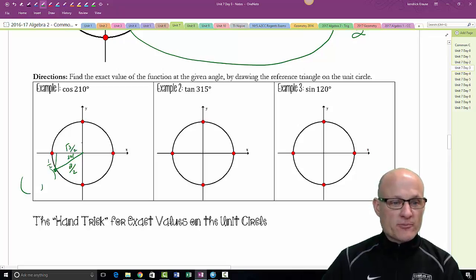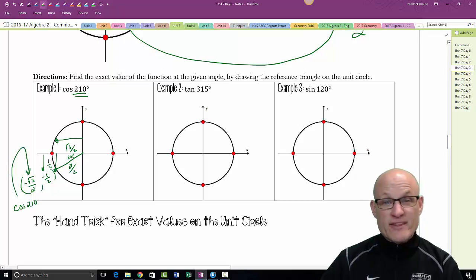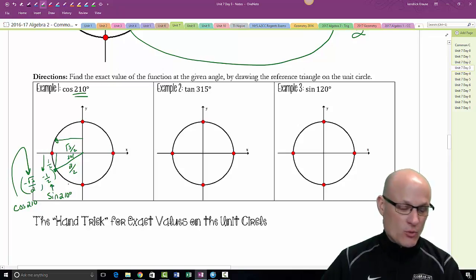So what are the coordinates of this point? We went over to the left, the square root of 3 over 2, but it's negative because we're in the third quadrant. And we went down 1/2, which is also negative. So what is the cosine of 210 degrees? The cosine of 210 degrees is negative square root of 3 over 2. What is the sine of 210 degrees? It is negative 1/2.